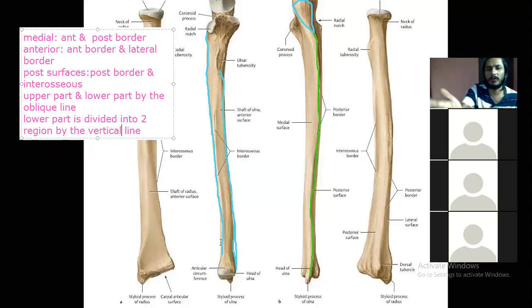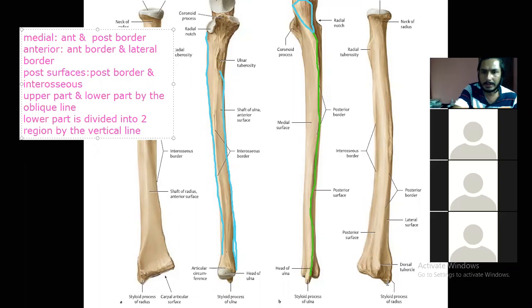Now see, in the lower end only two features are there: the head and the styloid process. The head is the articular surface. It will fit on the ulnar notch of the radius to form the distal radio-ulnar joint. Whereas the styloid process forms the downward extension from the lower end, a pointed extension. Can you see this extension here? So that is the styloid process of ulna.